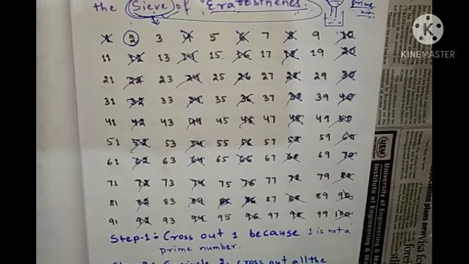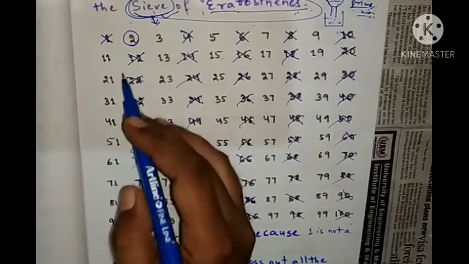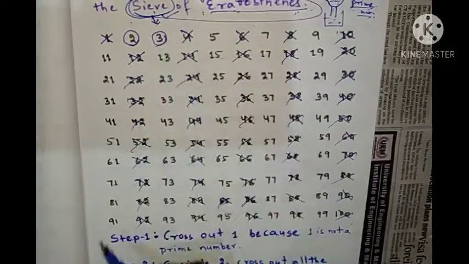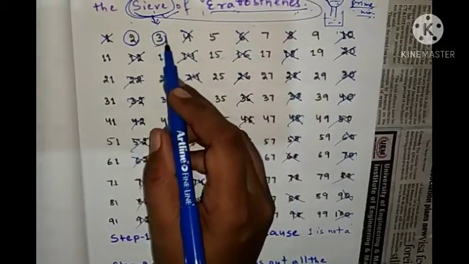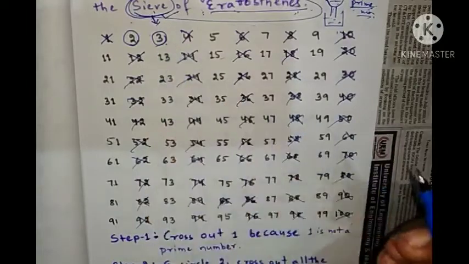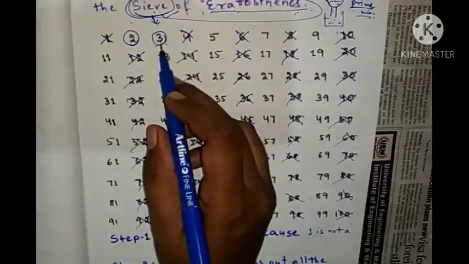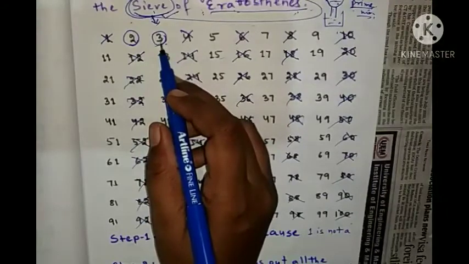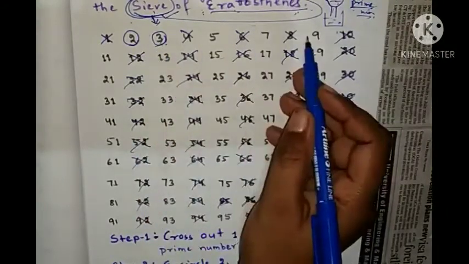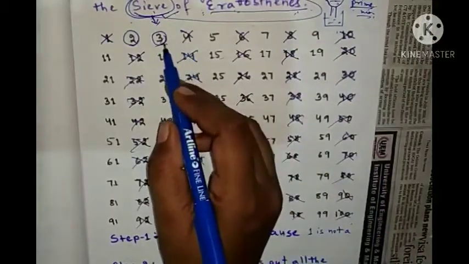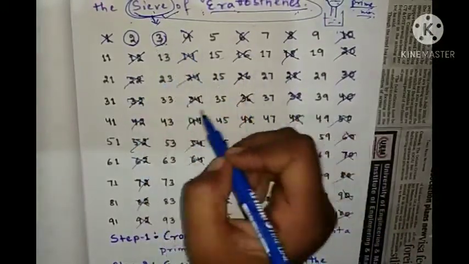Next, you will find the next uncrossed number, which is 3. So circle 3. Encircle means we keep it inside a circle. Next we find the multiples of 3 and cross out the multiples of 3.